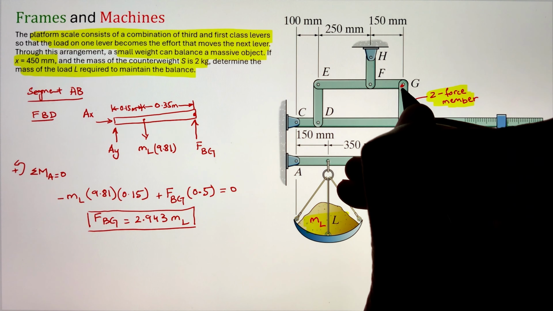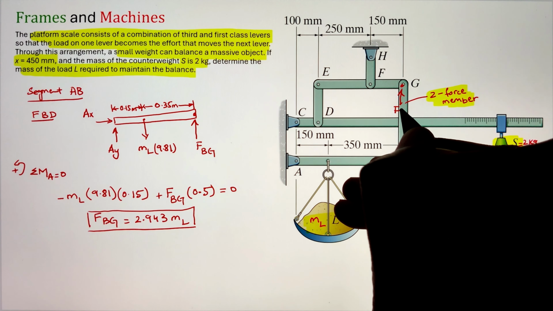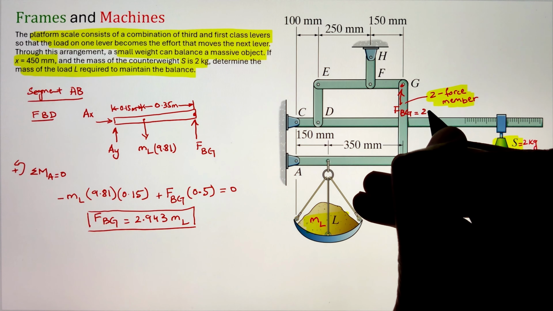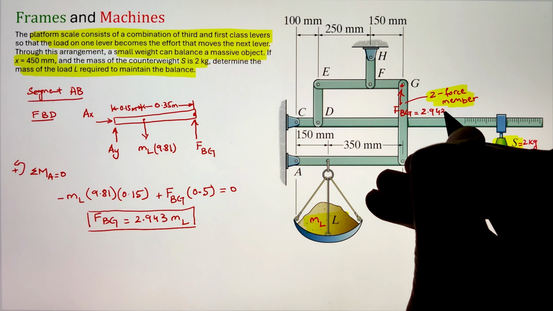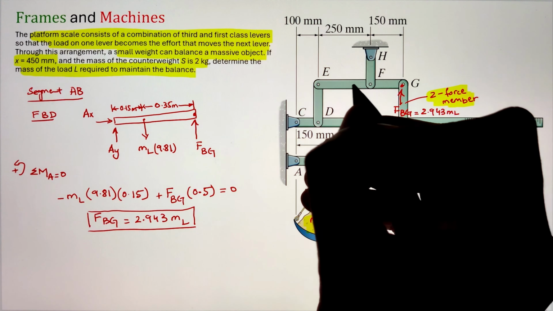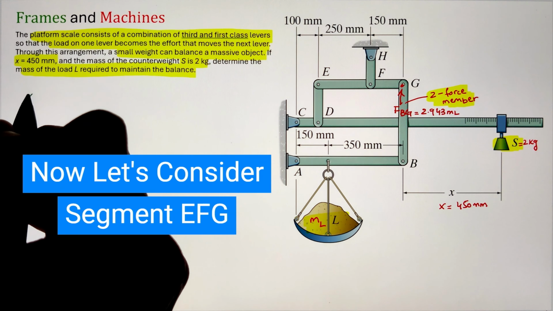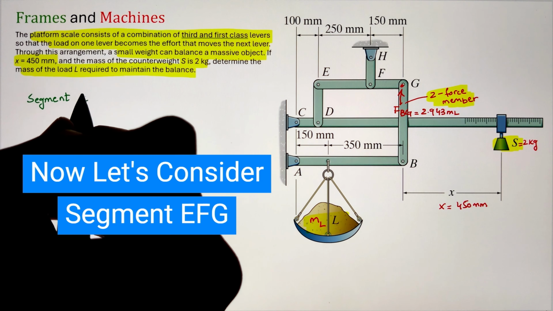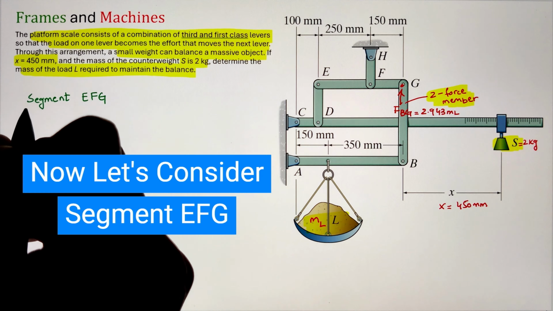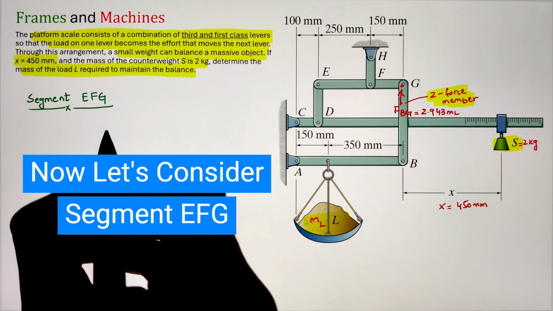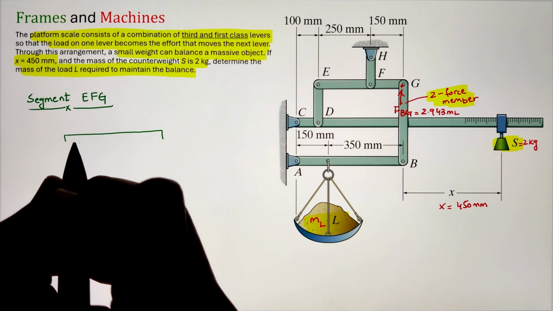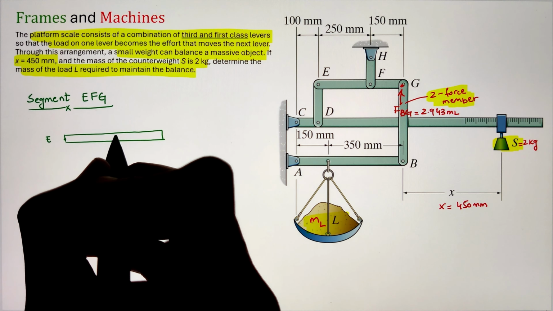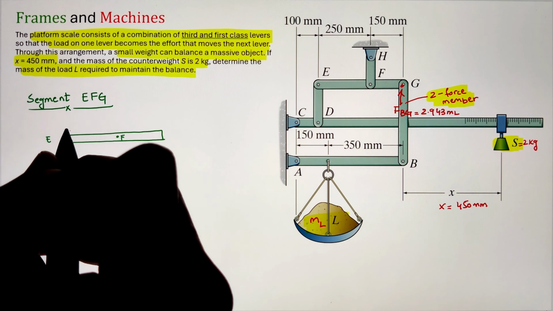Now, once we have the force FBG, let's go ahead and draw it on our image as well, so that we know how this force is going to affect the whole assembly here. Since I have FBG as a positive number, the direction I have picked in my free body diagram is the correct direction. So let's now develop our free body diagram of segment EFG and see the effect of the force coming from member BG on the member ED, because that is connected to our load S here.